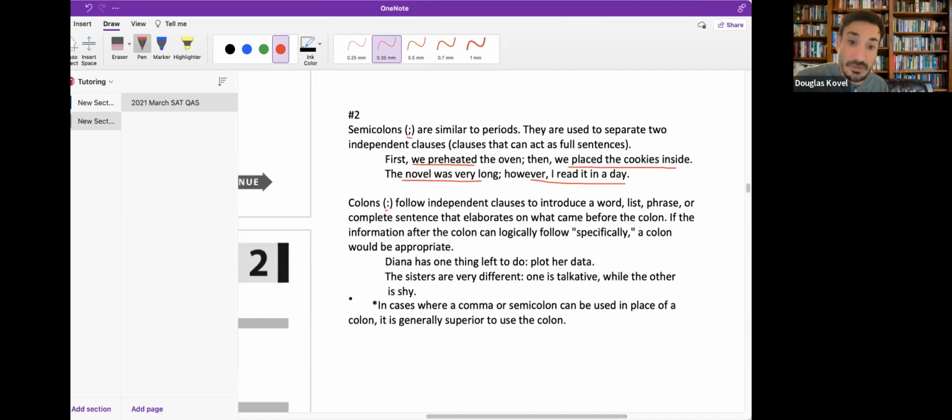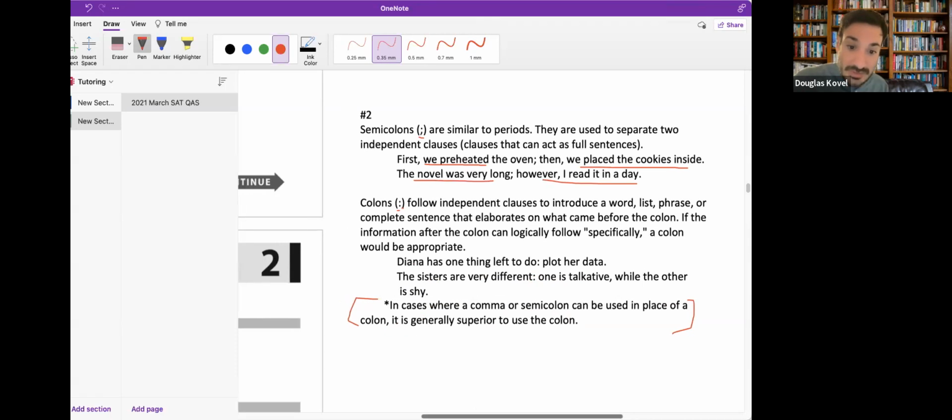One thing I do want to note, and the SAT usually doesn't get this mean, although they did in this particular question, but I rarely see them do it, so it kind of threw me for a loop. There are sometimes cases where, grammatically, a semicolon or a comma can be used in place of a colon. But in those cases, if a colon is appropriate, then that's generally the superior choice.